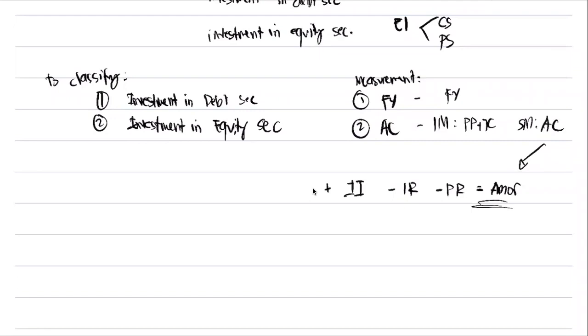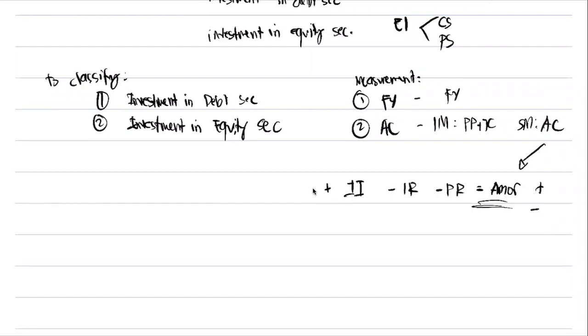And how does your amortized cost work again? We have your interest income, less interest received, less principal repayment, that is an amortization. Why is this important? To know whether it is a positive amortization or a negative amortization. Because if that is a positive amortization, we need to add it on the value of our investment. But if that is a negative amortization, then we need to deduct that on the amount of our investment.